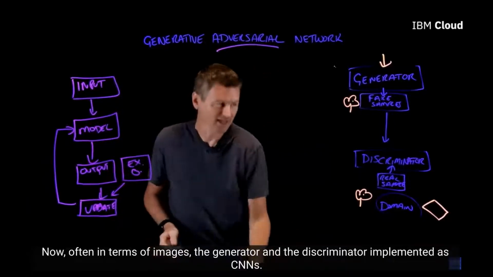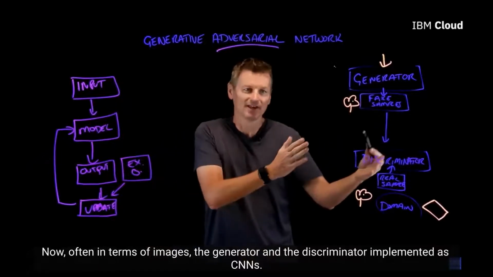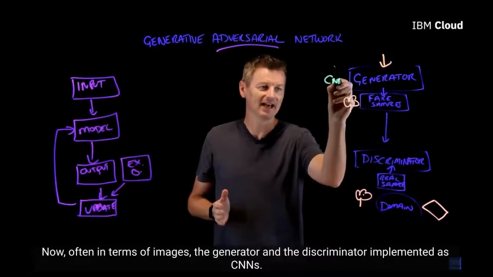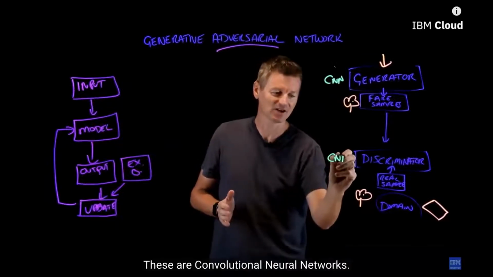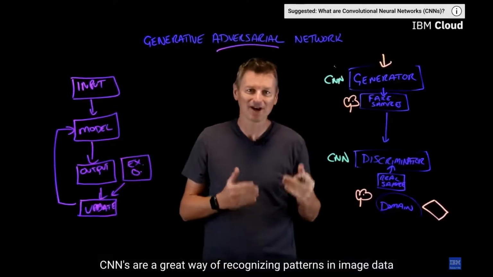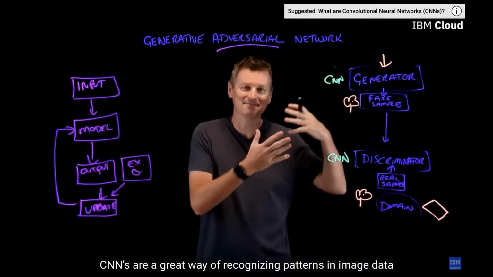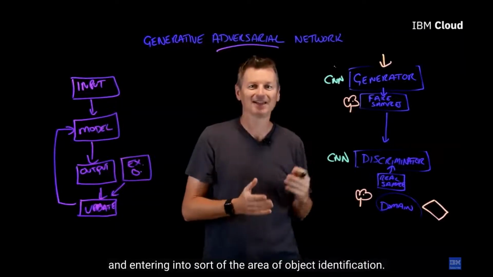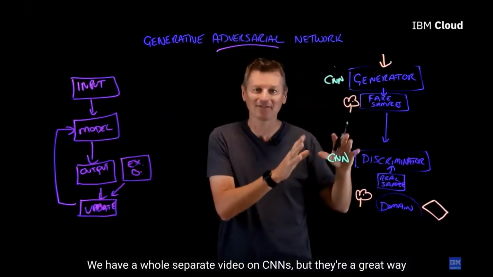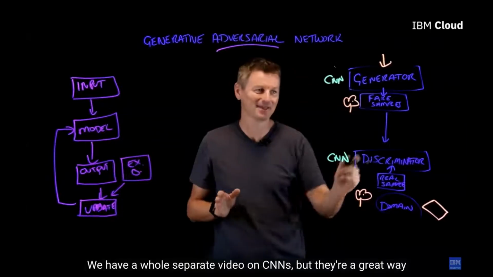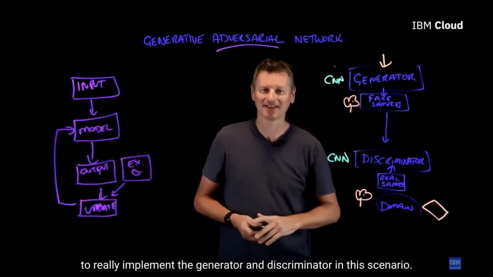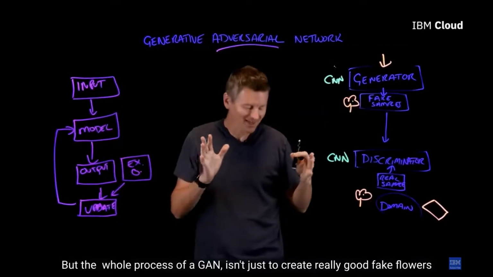Now, often in terms of images, the generator and the discriminator are implemented as CNNs. These are convolutional neural networks. CNNs are a great way of recognizing patterns in image data and entering into sort of the area of object identification. We have a whole separate video on CNNs, but they're a great way to really implement the generator and discriminator in this scenario.